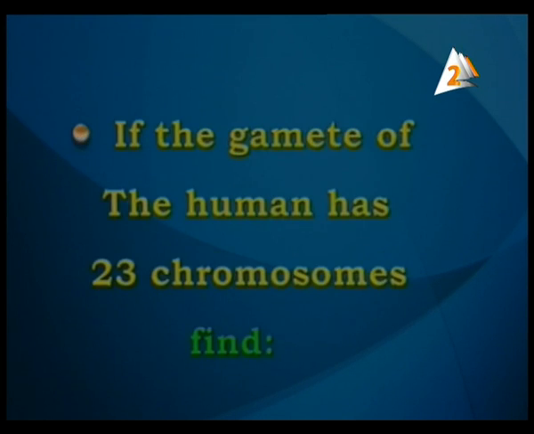But when I get the question, tell me if the gamete of the human has 23 chromosomes. Oh, gametes, you remember this word. What does it mean? It's a reproductive cell. We have the sperm or ovum or any reproductive cell. This is especially for humans, sperm and ovum, but for the plant, pollen grain.